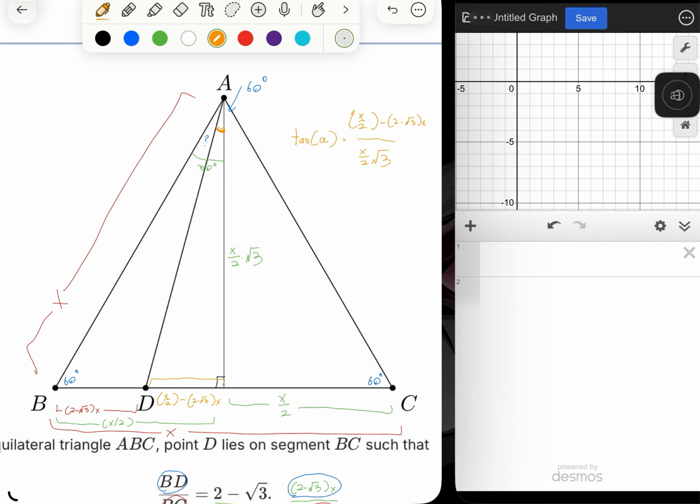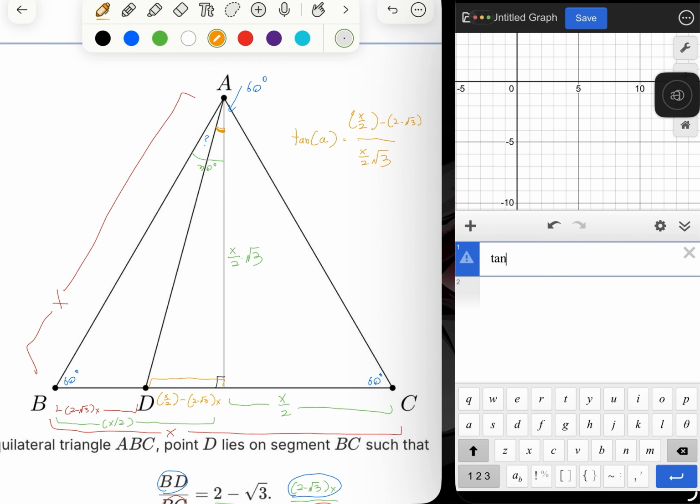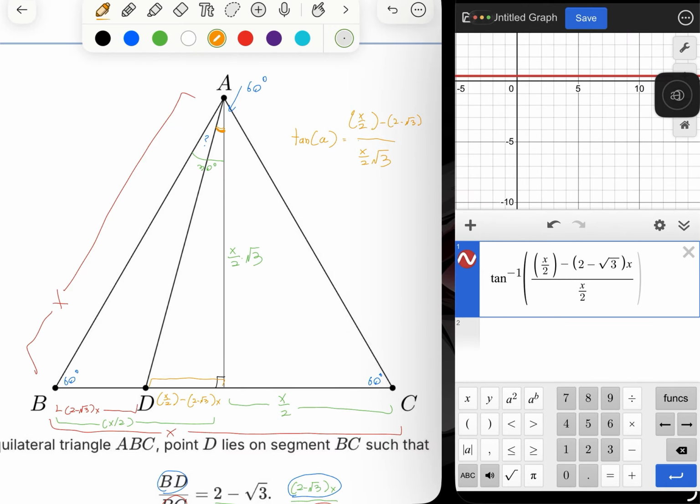So what I'm going to do is go to Desmos here, type in tan. For inverse, you do to the -1 power, and it gives you inverse right away. Type that fraction in. So we have x over 2 minus 2 minus root 3 over x over x over 2 times root 3.